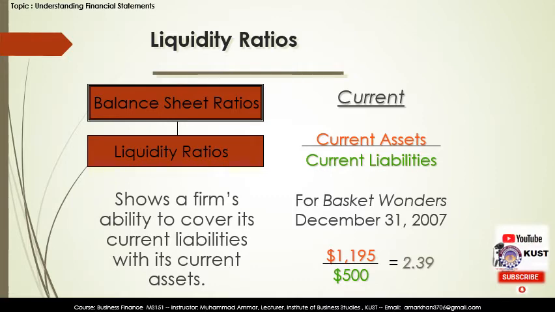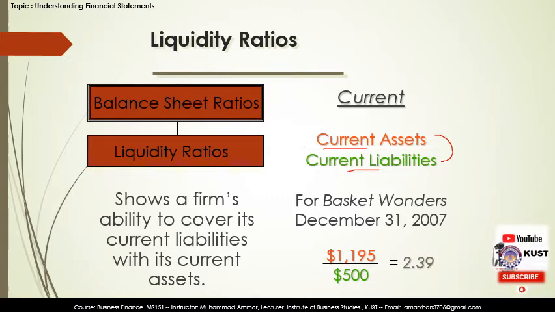Why current ratio? Because you see they have taken the current assets and current liabilities. And also we know that it's a ratio, so dividing one number by the other. So what is current ratio? Current ratio is basically current assets divided by current liabilities.